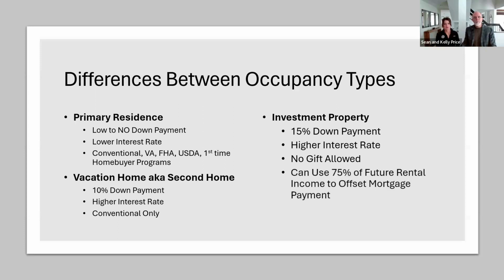Okay. And another, well, those were more restrictions. And now actually the positive here is that we can use 75% of the future rental income to offset the mortgage payment.